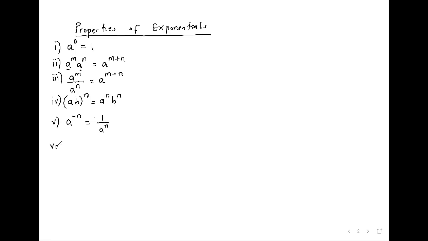Well, should there be a fraction, maybe it can confuse us. a to the power m over n can also be written as the nth root of a, everything to the power m. These are the rules of exponentials.